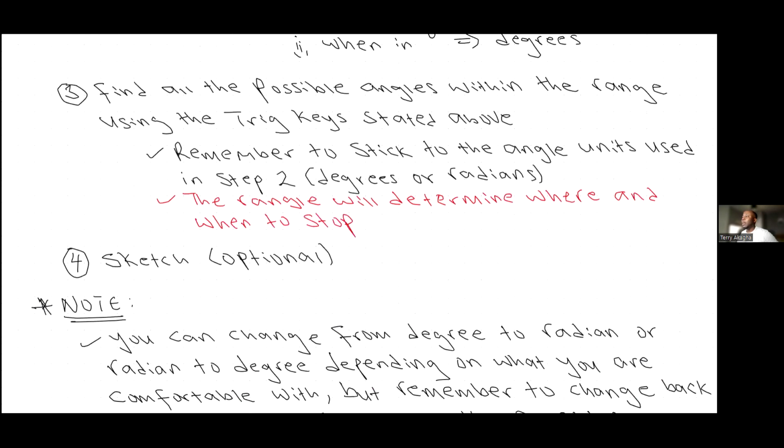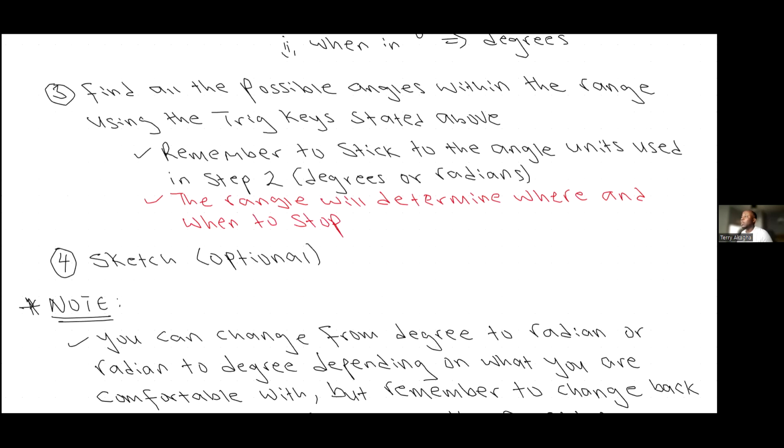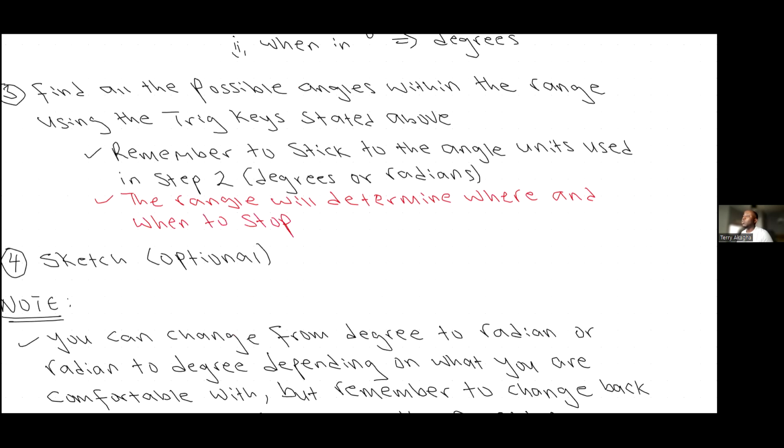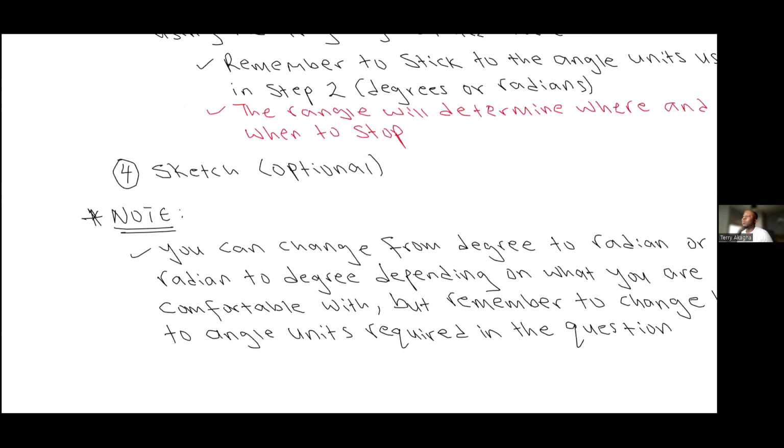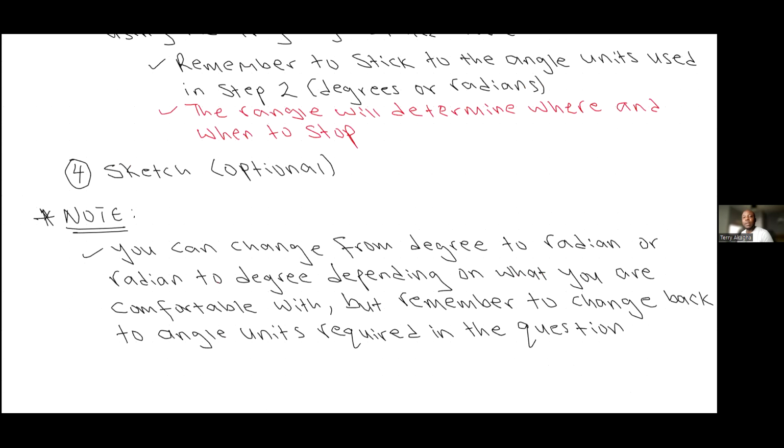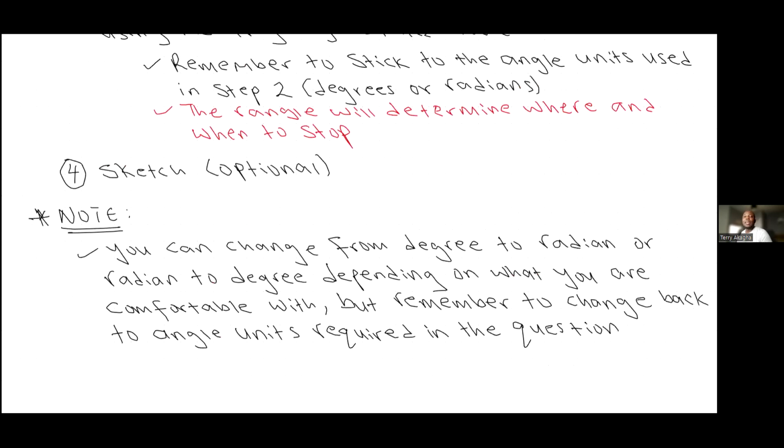Then in the exam, you have to sketch. So sketching is always optional. And you can change from degrees to radians or radians to degrees, depending on what you want to do. If you're very comfortable with degrees or radians, you can work in any of them. Then at the end of the day, you change your answer back to what you were expecting, okay?